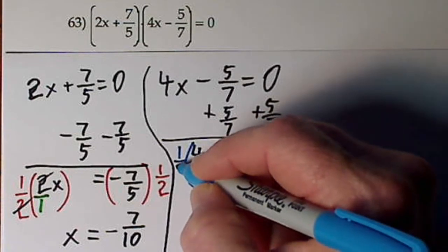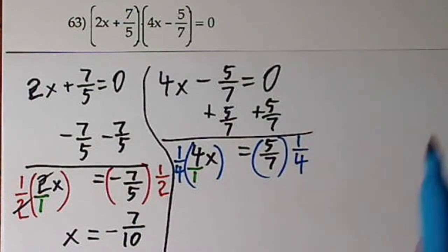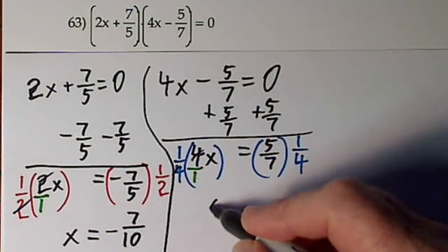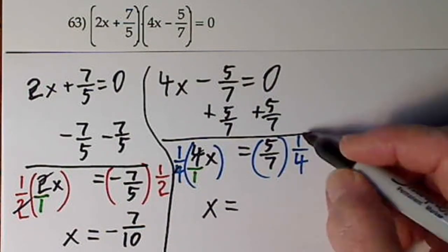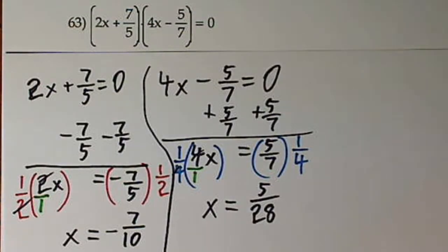So that's 1/4. And the 4's, notice the left side, that always cleans up real fast. 4 goes into 4 once. So you have x equals, and over here nothing cancels, 5 over 28.